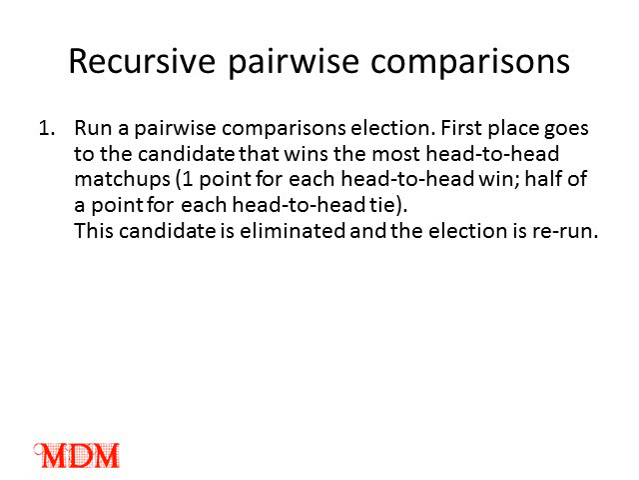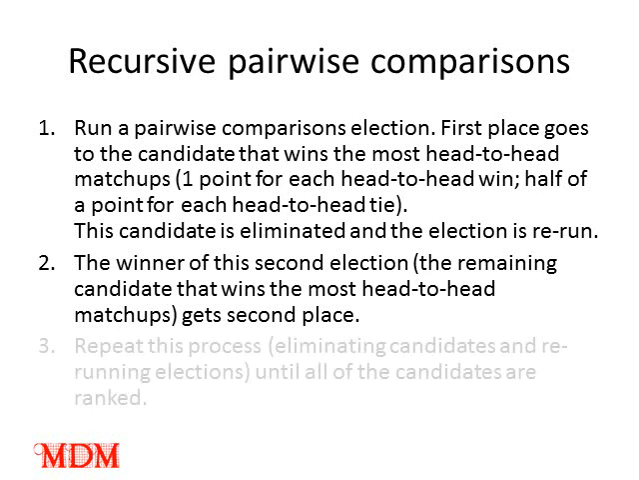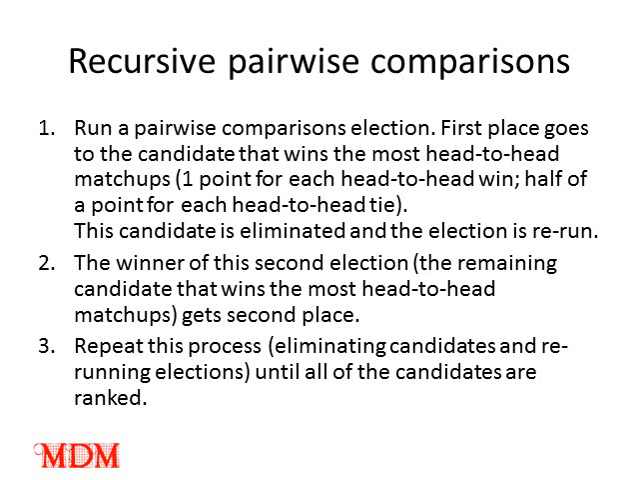For recursive pairwise comparisons, we're going to follow the same procedure. Run a pairwise comparisons election. First place goes to the candidate that wins the most head-to-head matchups. Remember, we give 1 point for each head-to-head win, half of a point for each head-to-head tie. This candidate then is eliminated and the election is rerun. The winner of the second election, the remaining candidate that wins the most head-to-head matchups, gets second place. And we repeat this process, eliminating candidates and rerunning elections until all of the candidates are ranked.